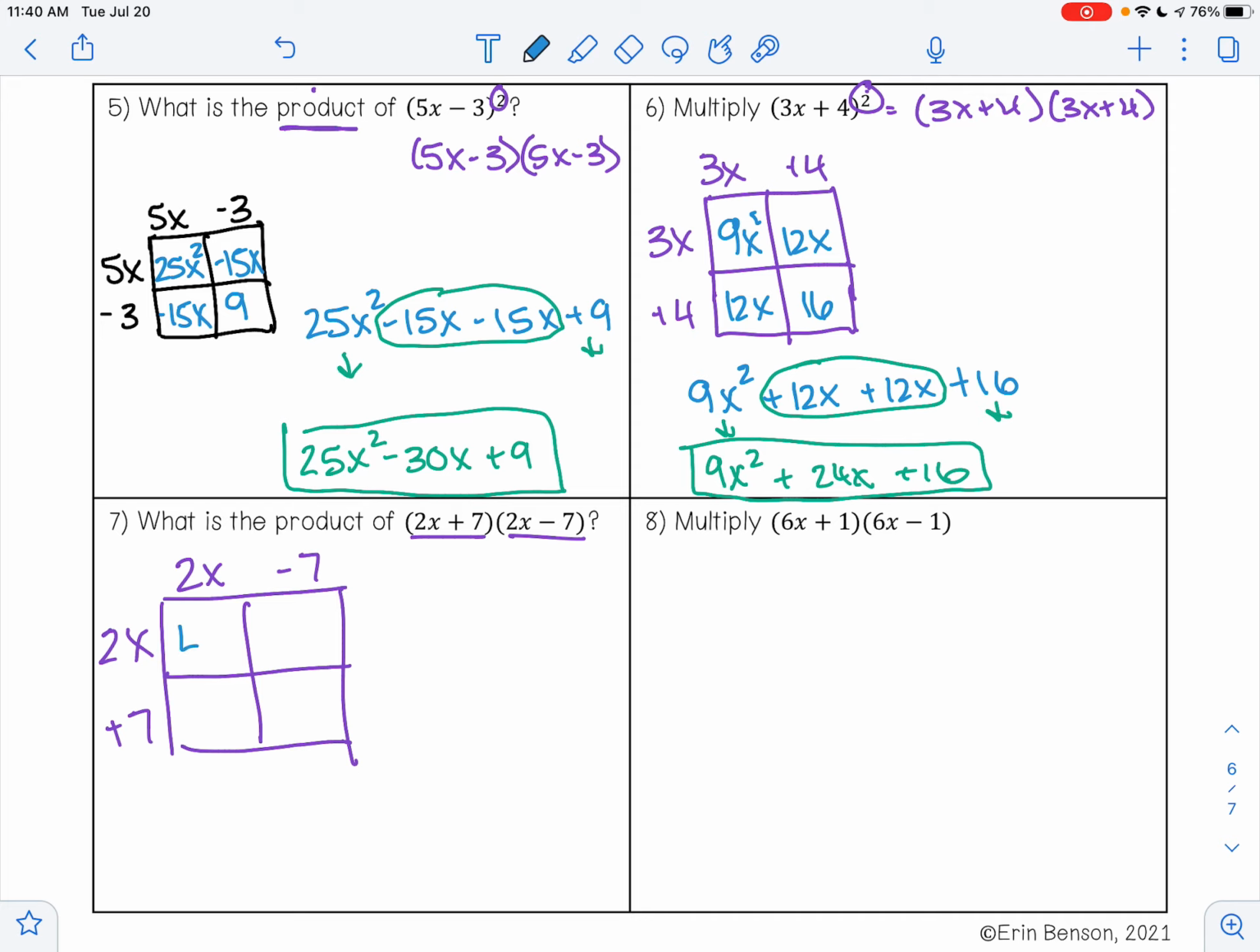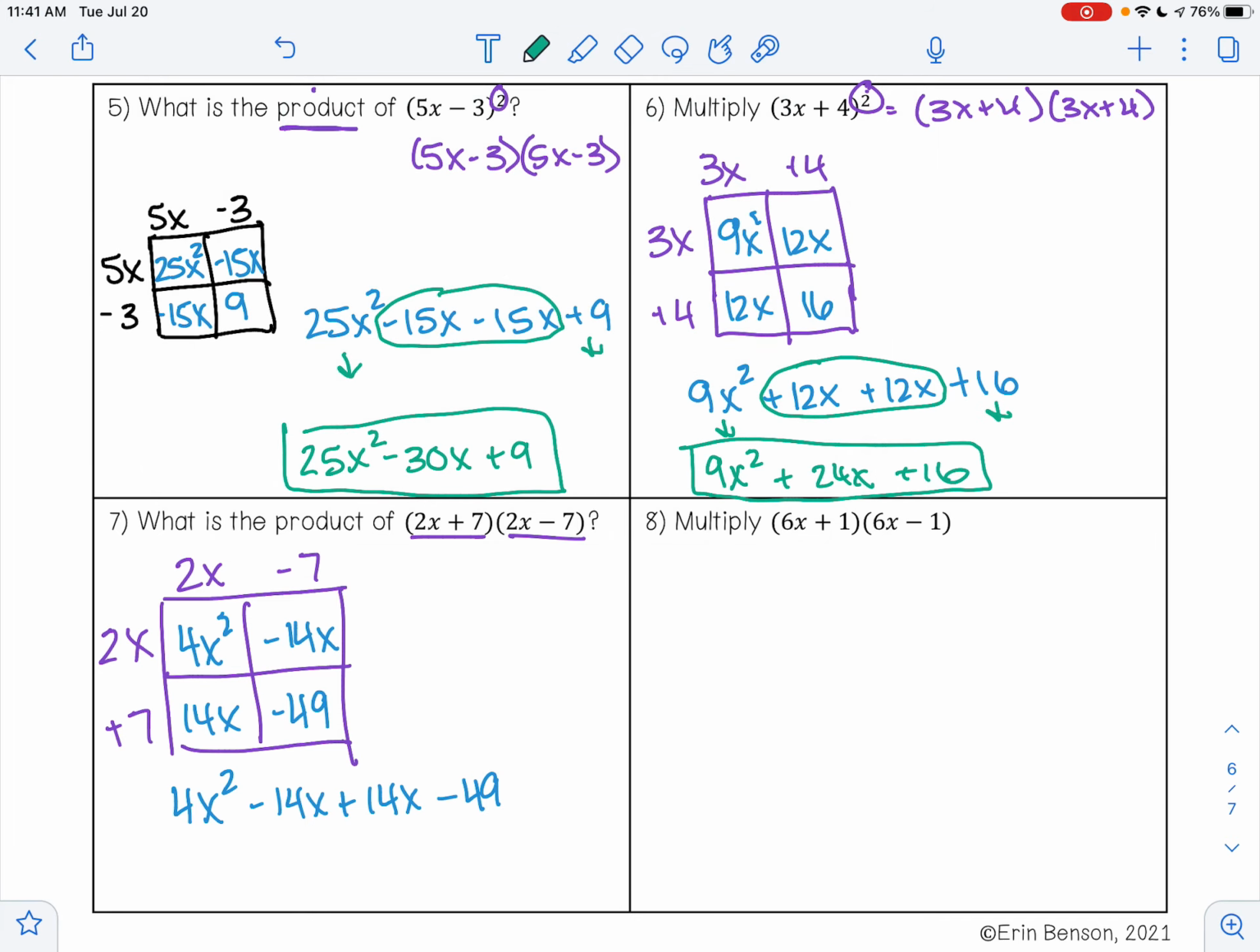2x times 2x is 4x squared. 2x times negative 7 is negative 14x. 7 times 2x is 14x. And 7 times negative 7 is negative 49. So inside of my area model, I have 4x squared minus 14x plus 14x minus 49.